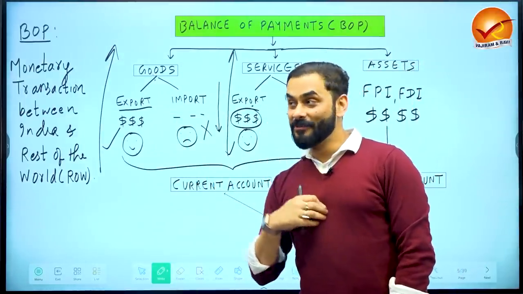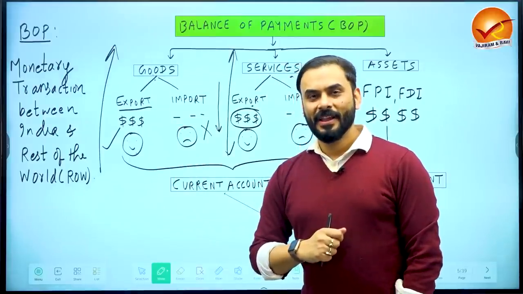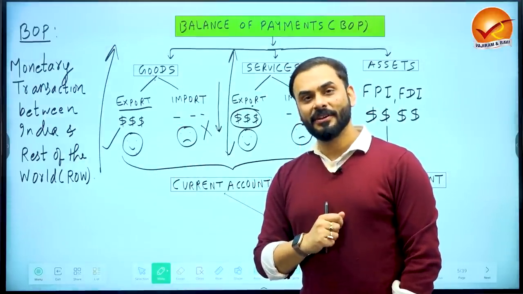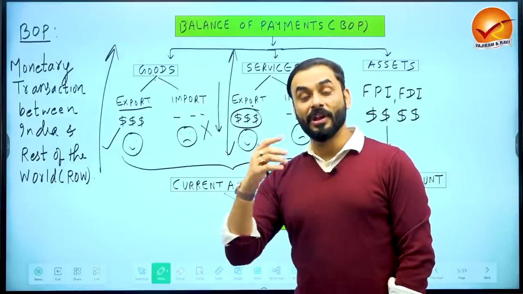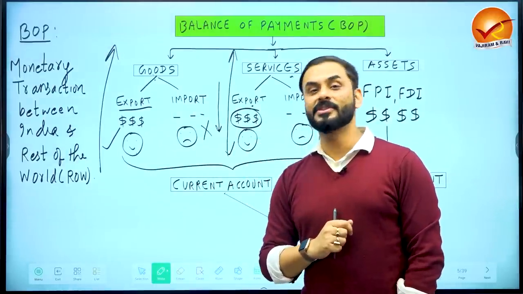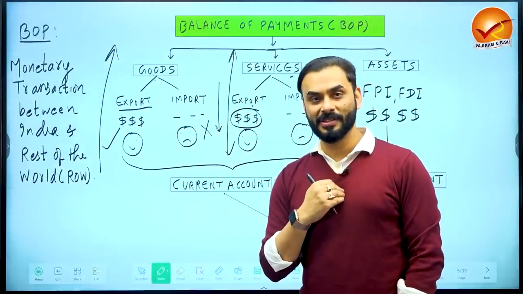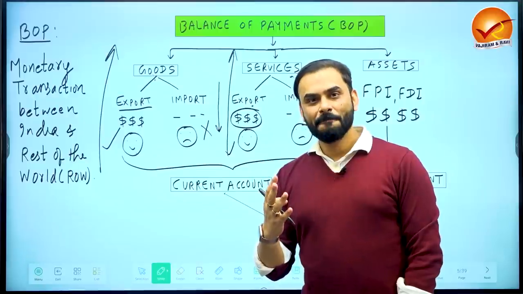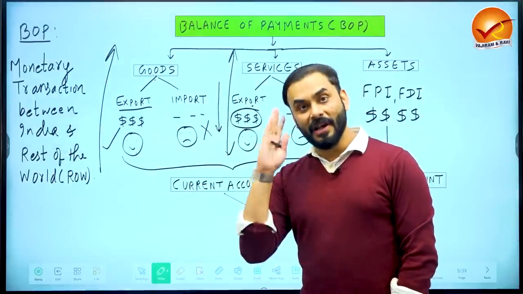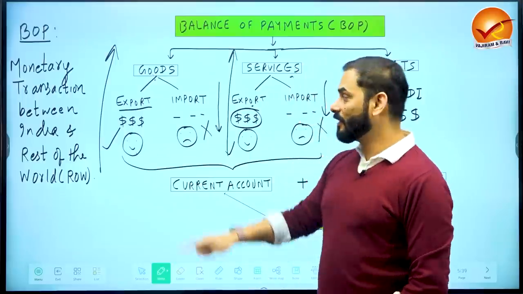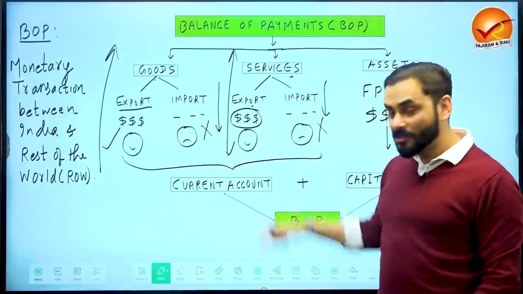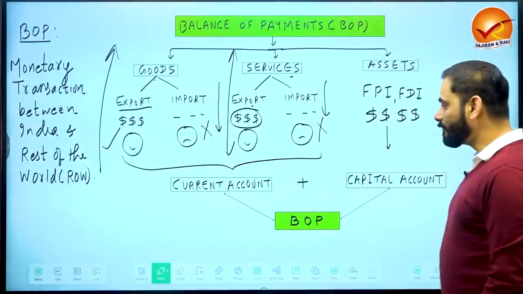When we buy something, we have to pay money. And imagine a situation whereby we are selling less and we are buying more. It will become very unsustainable, a very bad situation. So my income is 100 rupees, but I am buying goods and services worth 500 rupees. So that's unsustainable. So any country of this world would like to increase export and reduce import.